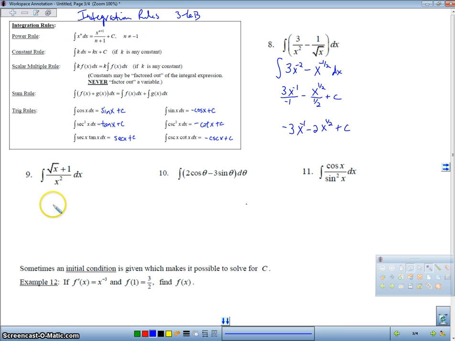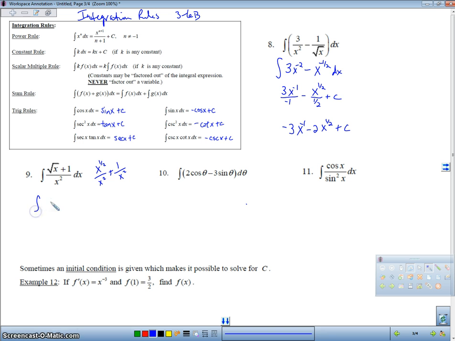All right, number 9 here. Now this one's tricky. You're like, well, what's going on with that one? What do I do? It's not part of the rules. Well, look at this. Whenever we have x's like this, and we only have one of the x's, we're going to change these to their powers. So this is like x to the 1/2 over x squared plus 1 over x squared. Now we can do that because it's a plus in the numerator. But if this was a plus in the denominator, I could not split them apart like that.